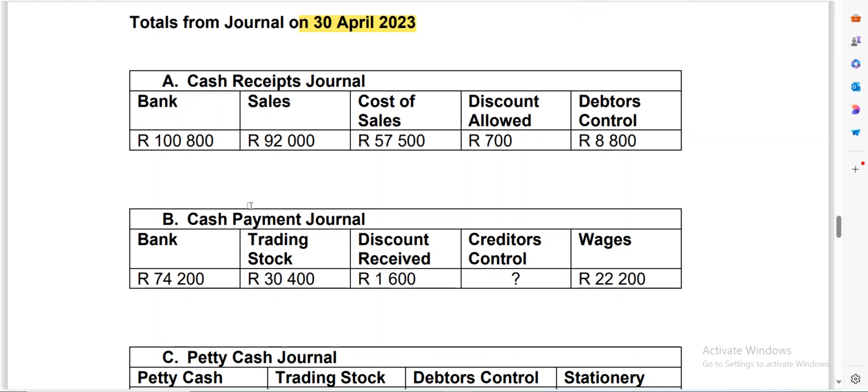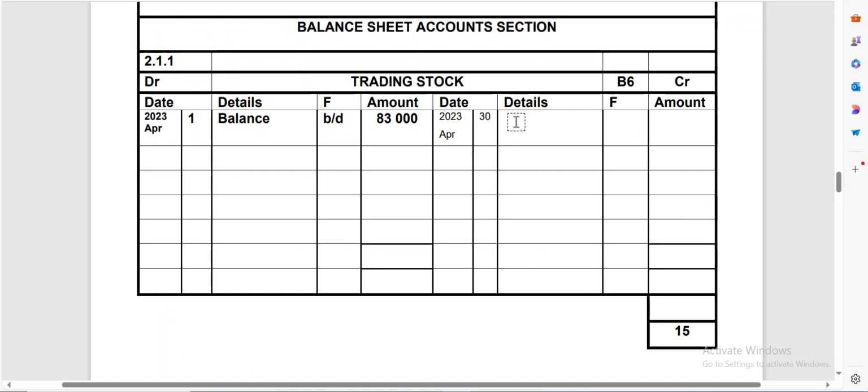Anywhere where we are seeing cost of sales and trading stock, we take it to that trading stock account. So look here, in the cash receipt journal we have some cost of sales, which means that the trading stock that we have is reduced because we are selling. So we're going to come here and say cost of sales. Remember, the contra account of trading stock when we are selling is cost of sales.